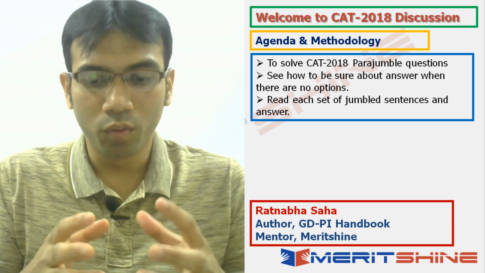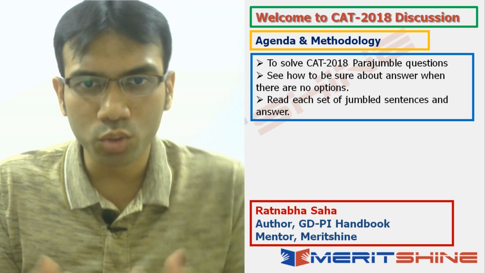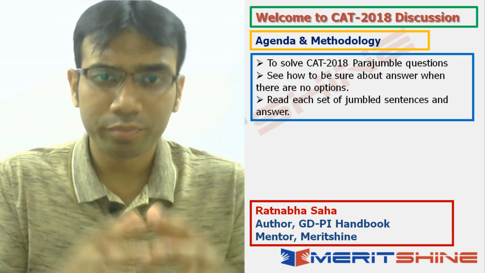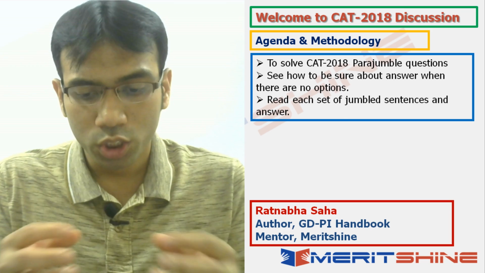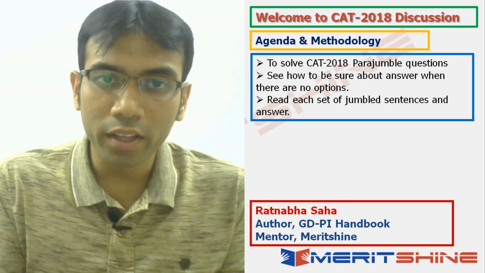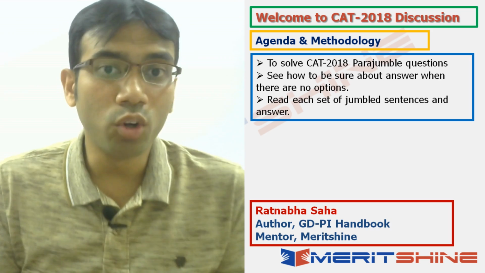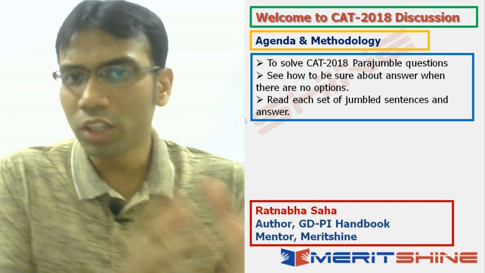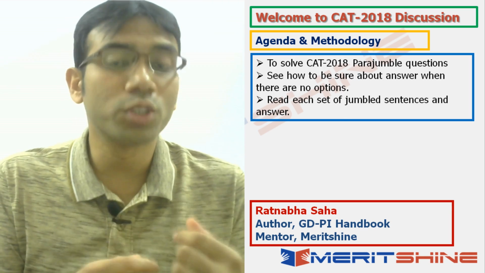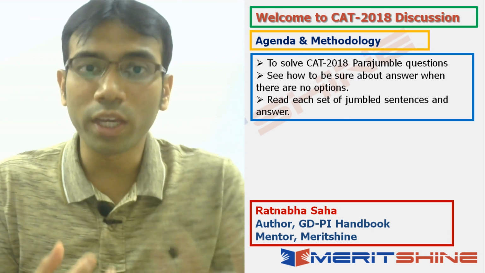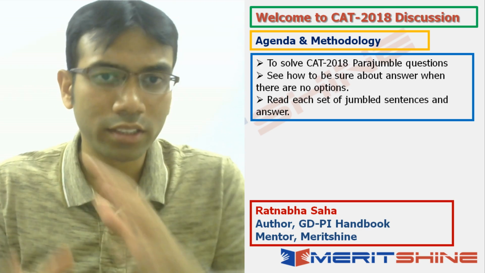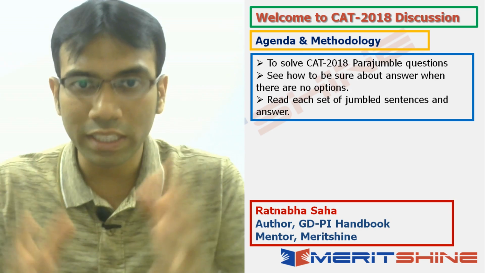And what would happen due to that will be in CAT. You know that the Parajumble questions come without options. So, when they come without options, how to be sure with our answer when there are no options? Parajumble with options and without options becomes a little different, because with options we have the advantage of looking at the options and eliminating those which cannot be the answer, and thereby arriving at an answer which is closest to what we were thinking about.